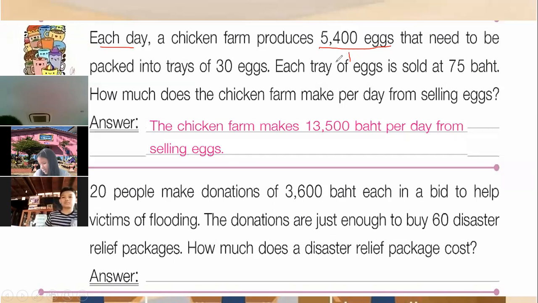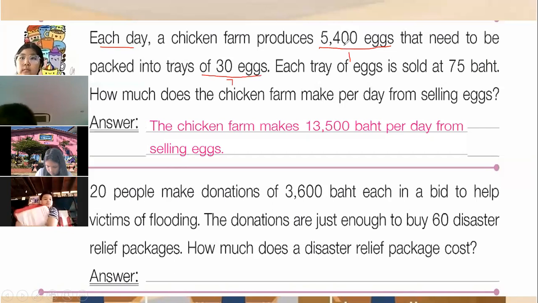5,400, okay? Now, they put all of the eggs in trays, okay? So each tray, they have how many eggs? 30, okay? So this is information number one. The second information we have is that each tray has 30 eggs. Now look at the third information. Each tray, the price is how much? They sold at 75 baht, okay.